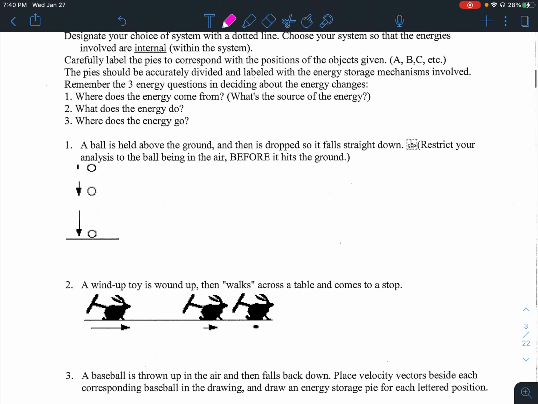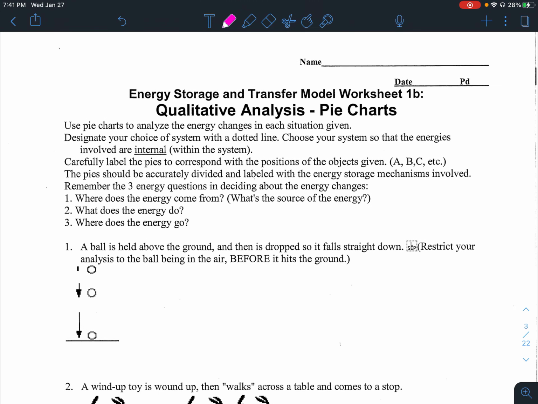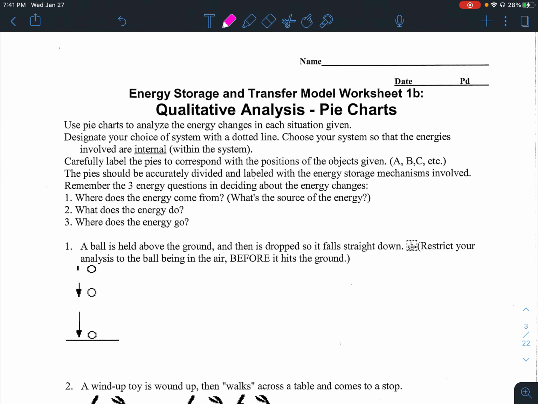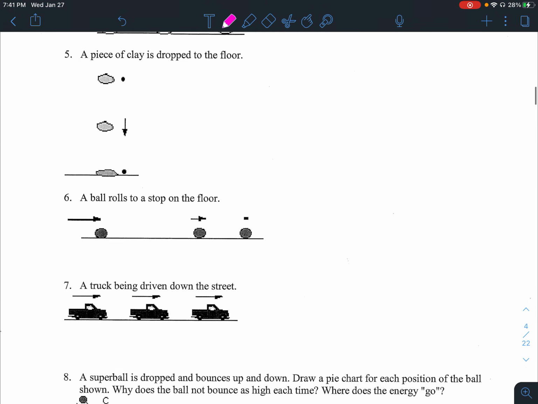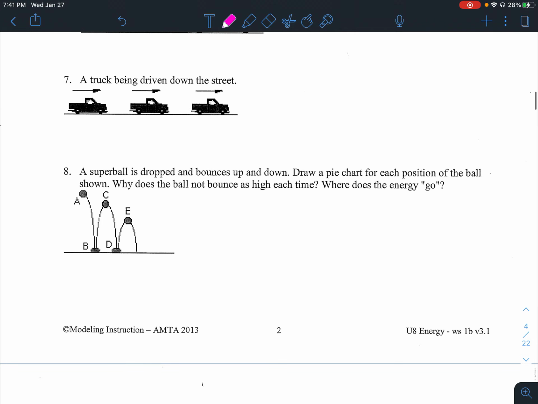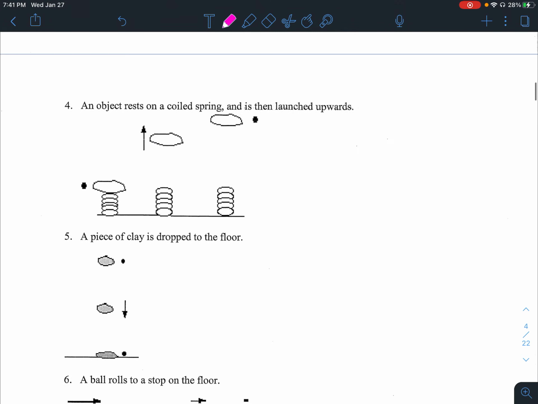Then when you get to worksheet 1B, again, very similar scenarios. I'm going to ask you to do that yet again. Those are all the same kinds of energy. So just worksheets 1A and 1B.